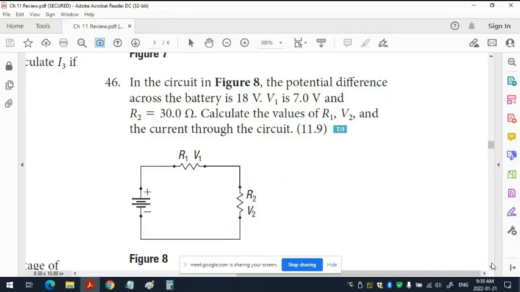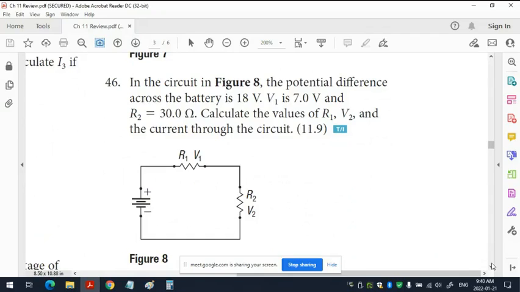How many resistors do we have? They're connected in what only? Great, that's an easy one. How powerful is my battery? Let's just do it mentally, and then we're going to break. What's the strength of the battery? 18 volts. How much is measured across V1? V1, 7. Right there. How much is left for V2? 11. So 7 and 11 add up to 18.